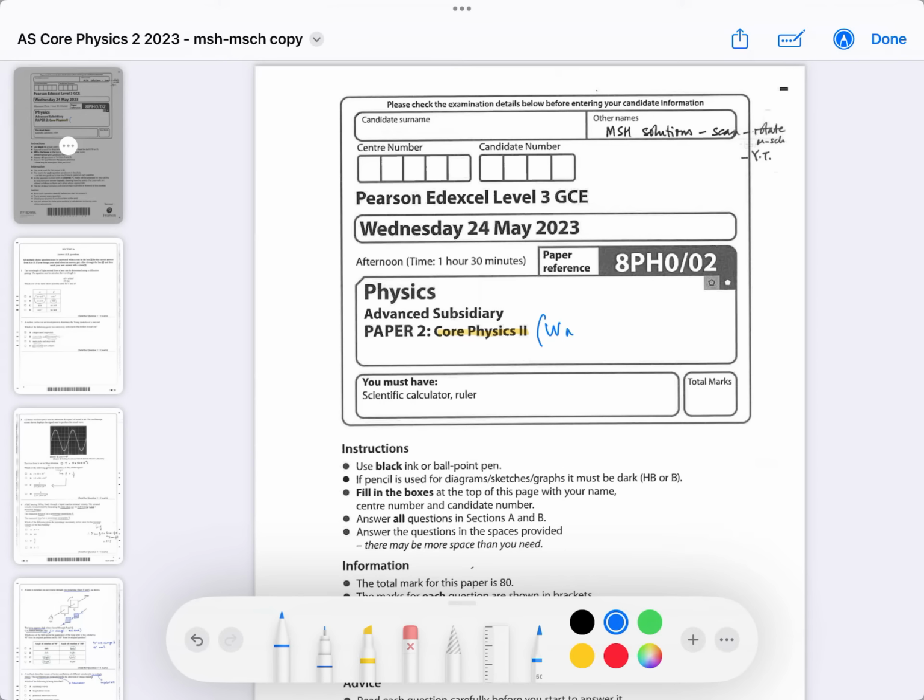And Core Physics 2, for those of you who are not familiar with it, covers mainly waves and materials, but the last two questions can cover anything on the Year 12 content. So in this case, there's also electricity, a question about applications. So the last two questions can be on any part of the Year 12 curriculum.